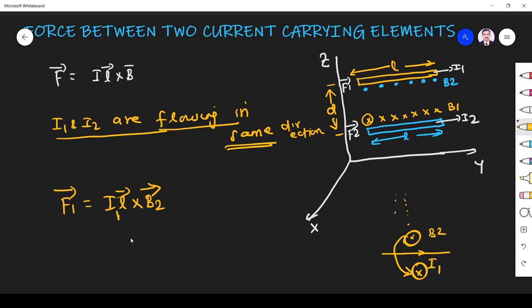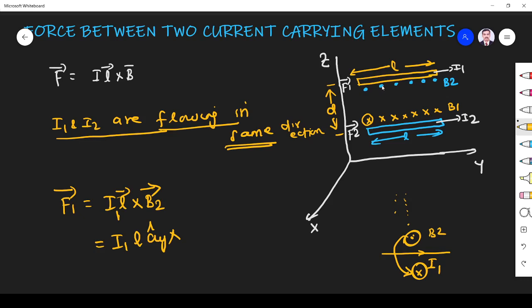This we must know. Now F1 is equal to I1 L cross B2. In which direction is L? L, the length, is along the y direction. Conductor length, you see, the current is flowing along the y direction. Any vector can be represented in terms of its magnitude and direction. What is the magnitude of L? The L direction is a_y, because the conductor is along the y direction. Cross B2, right? B2 is coming out of the screen, right?